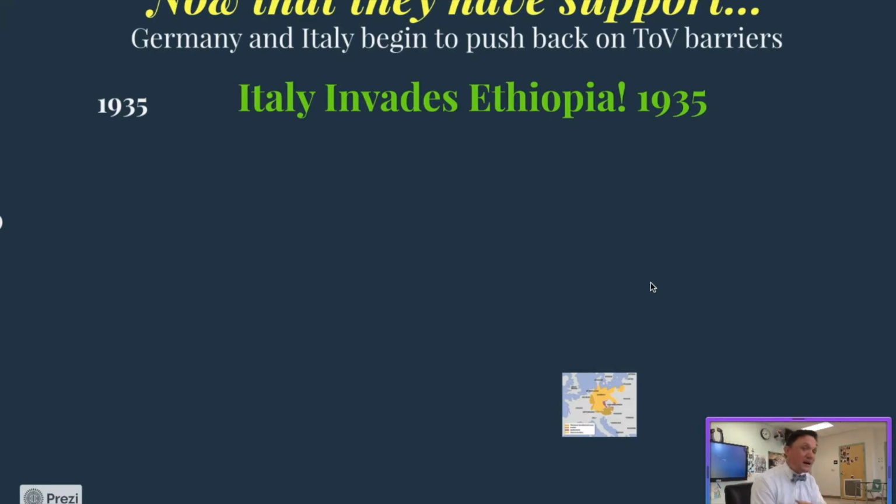The Treaty of Versailles put up a lot of barriers saying you can't do this, you can't do this, you can't do this to Germany in particular, right? It didn't really create any restrictive barriers on Italy. However, Italy is still going to provoke some things and create some issues when they invaded and conquered Ethiopia in 1935. Why did Mussolini do this?